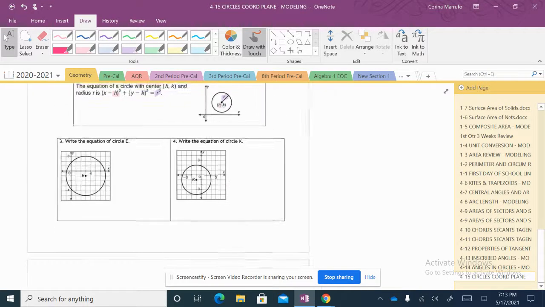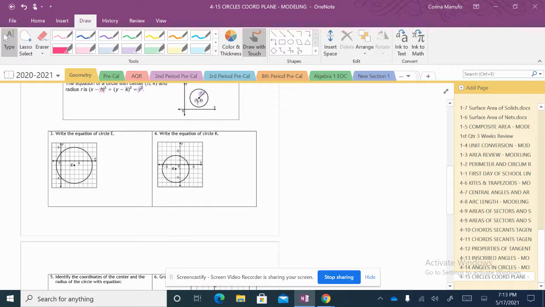So here's the first example. It says write the equation of circle E. So first, let's go ahead and find the point of the center. So the center here, our x value is 3, comma, my y value is -1. And then the radius from here to here is 1, 2, 3, 4. So r is equal to 4.